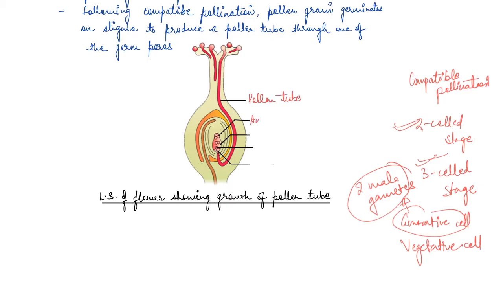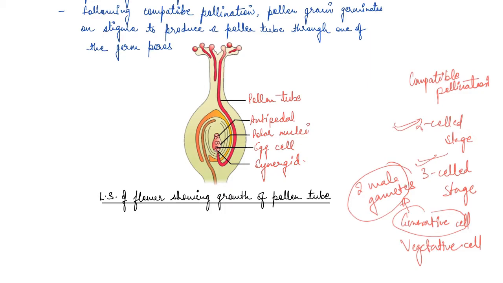These are the antipodal cells. This is the polar nuclei. Here we have one egg cell and we have synergid, right? So this is the exact diagram which you'll have to remember.